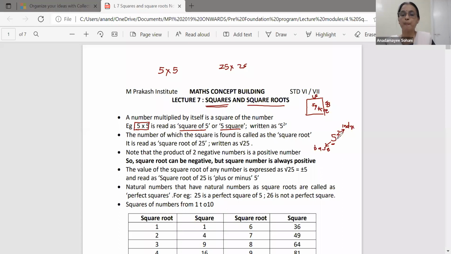And I will essentially write it as 5 and a small 2 on the right top corner of it. This is the only way how we numerically express square of a number. And then its value will be 25. So I will write 5 square is equal to 25. And the other way around, how will I write 5 with respect to 25? If 25 is the square of 5, then 5 is the square root of 25.